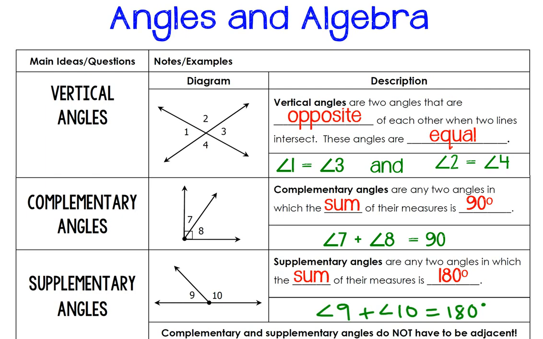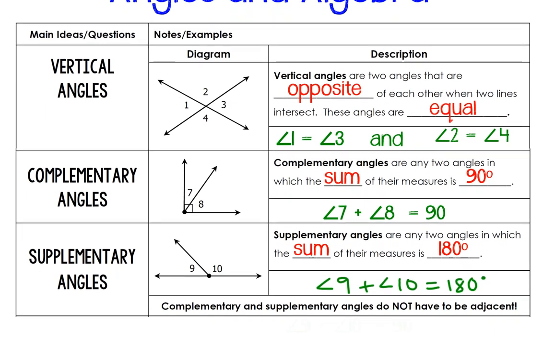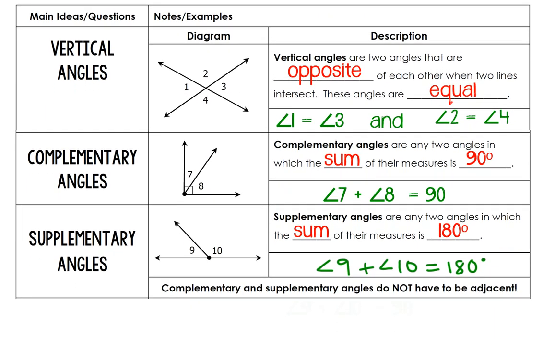Alright, now for the hard part. When you have relationships between angles, they can either be equal to each other, like our first example here. So vertical angles are 2 angles that are opposite of each other. So 2 and 4 are opposite of each other, and they touch at the vertex. So that's why they're vertical angles.